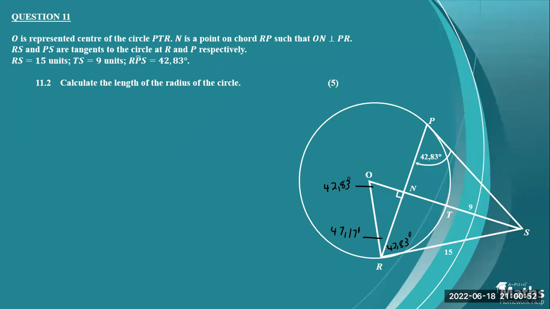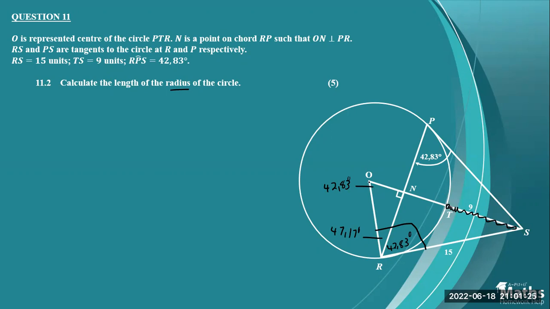This question says, O is the center of the circle. Calculate the length of the radius. So we must try and figure out the length of the radius. And remember now, this is 90 degrees, and we sit here with a tangent, so this is 15. So what is shouting out to me here is Pythagoras. They also tell us here that TS is 9 units. So from T to S is 9 units.